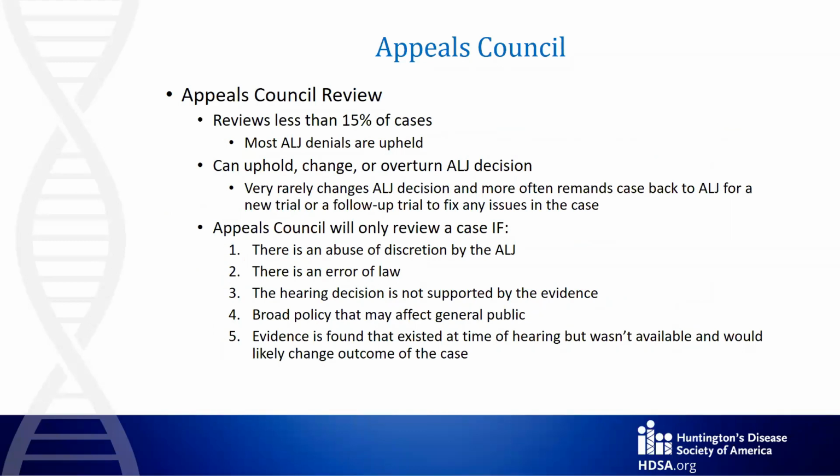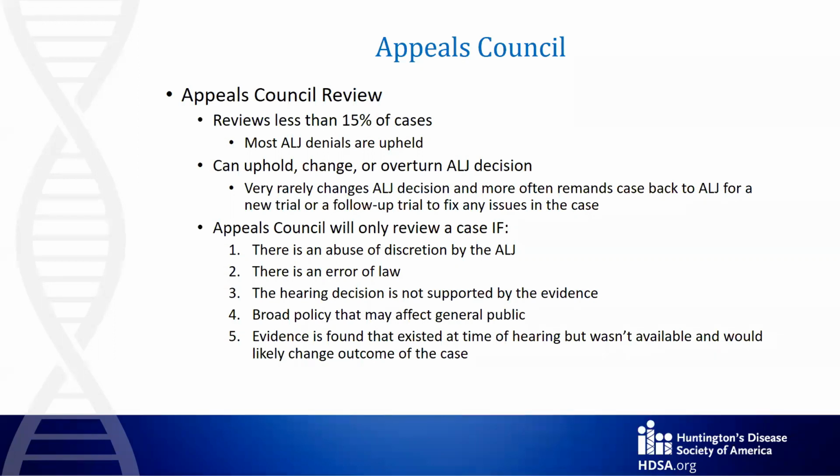Of the cases they review, they can either uphold a decision, change a decision, or completely overturn an ALJ decision. They very rarely overturn a decision. Less than 3% of cases are overturned. Most of the time, if they want to make a change, they'll remand the case back to the administrative law judges for a new trial or a follow-up trial to fix any issues in the case.